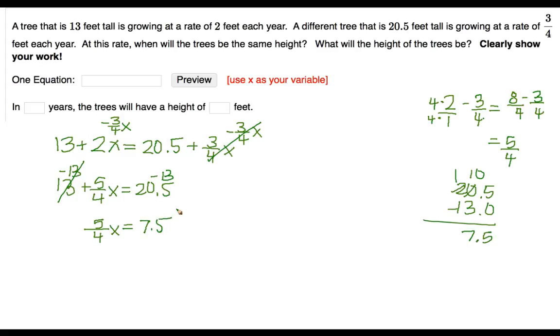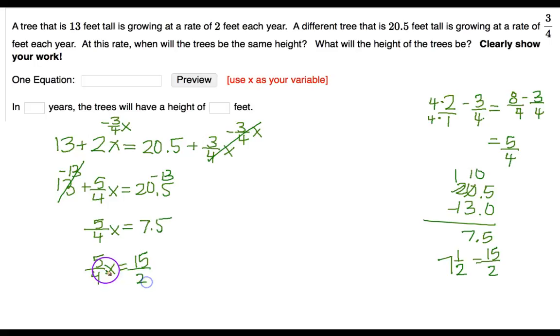Now here we have a fraction and a decimal. So it's your choice. You can either convert both into decimals or convert both to fractions. To be completely honest, it is easier and more accurate to convert things into fractions because with division you risk the chance of getting repeating decimals, etc. So I'm going to go ahead and turn 7.5 into an improper fraction. 2 times 7 is 14 plus 1 is 15, so this is going to become 15 halves. So now I have 5/4 x equals 15 halves.